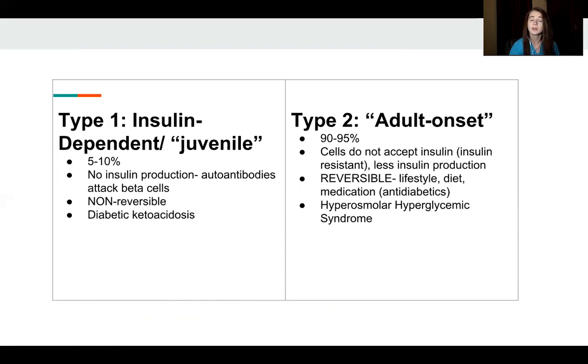This is reversible. There is a triangle effect, such as lifestyle, diet, and then medications, which are antidiabetics, and that can be in pill form. So these are not insulin dependent. Some of these patients are on insulin, some are just on these pills, or even not on any medication at all if they critique their diet and their lifestyle, which we will talk about later. And they, unlike the type 1s, have hyperosmolar hyperglycemic syndrome. And this has no ketones, which we will explain later as well.